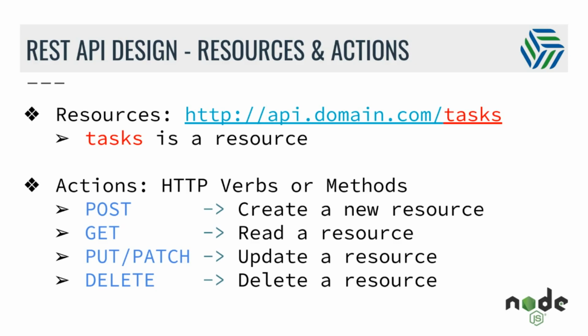We use the post verb to create a new resource, in this case a new task. We use the get HTTP method to read a task. We use put to update the entire task, or patch to update a subset of its attributes. And we use delete to remove a task.